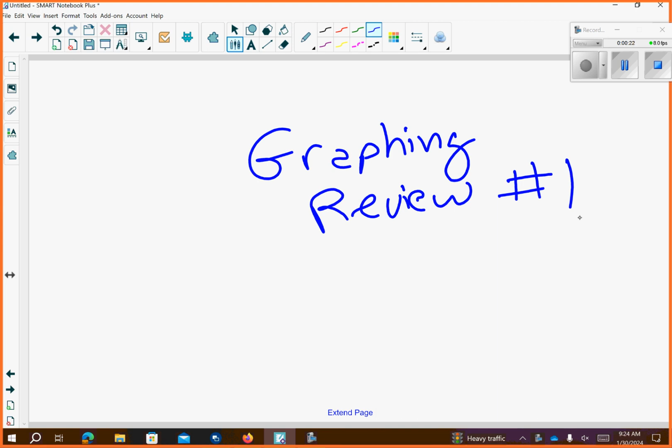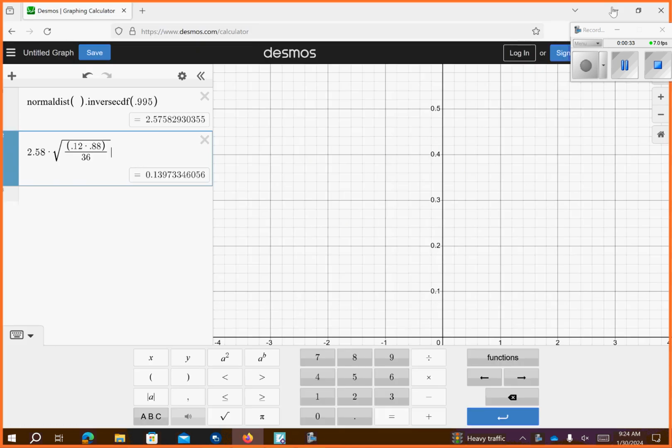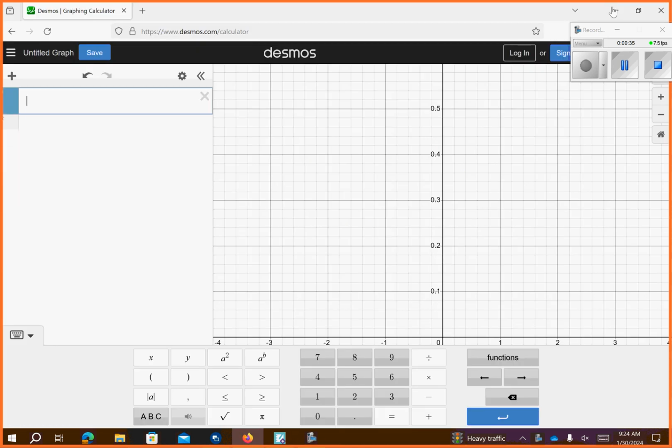10A. Ooh, second page. 10A. Give the domain of each function. Okay. So let's jump over to Desmos and get rid of normal distribution because you don't need that. So 10A. So f of x is the same thing as y equals 2x divided by x plus 1.